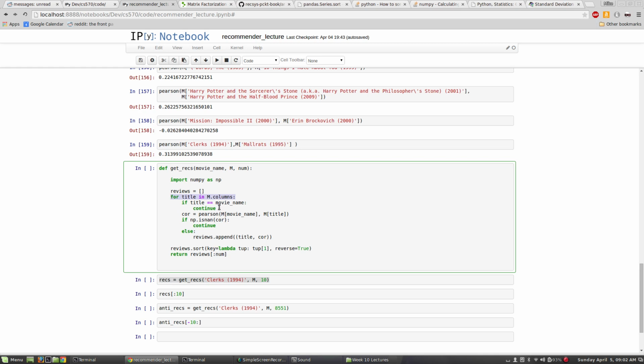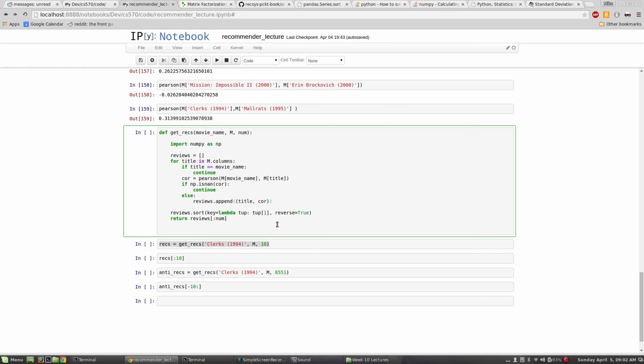And so what it's going to do is go for each title in all of the movies. First of all, don't rate yourself, because that should be a pretty strong correlation. And then we're going to calculate the correlation. And as long as the correlation isn't NaN, which means there is at least one person in the data set who has watched both of these movies, we're going to append a tuple to my review array that's going to contain the title and the correlation coefficient. Lastly, we're going to sort that in reverse order so that we get the strongest correlations first, and we're going to return only num of them. So this is a little bit of array slicing.